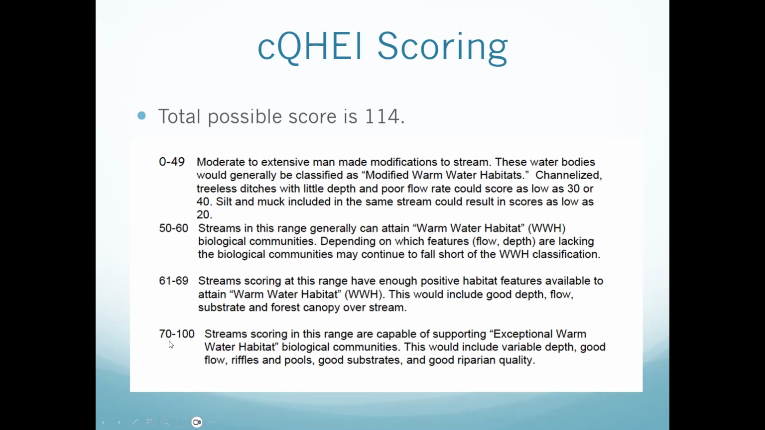And last but not least, scores 70 to 100. These streams are typically capable of supporting exceptional warm water habitat, which is another designation. And these would require just excellent habitat types present in your stream.